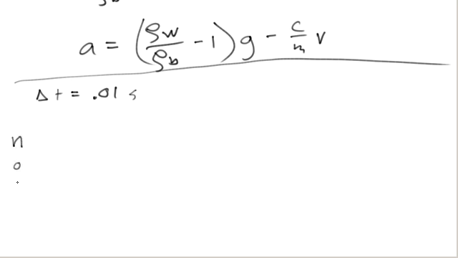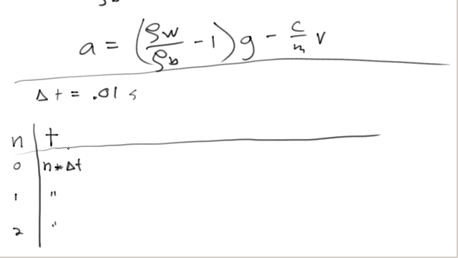And then I create an n, which will just go 0, 1, 2, etc. The time is n times delta t, and that'll just always be the case. So in other words, I'm going to have some integer to characterize all the rest of these variables. So this will actually be t sub n.